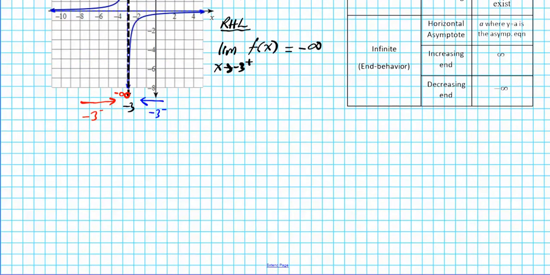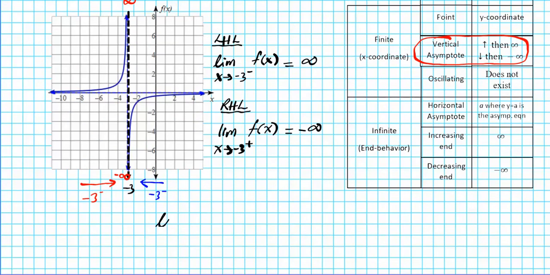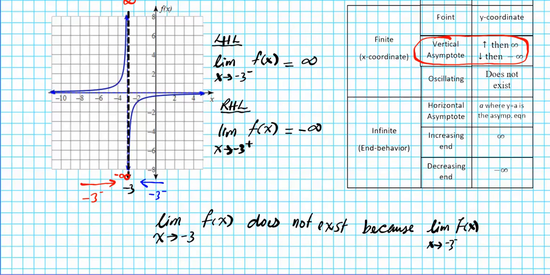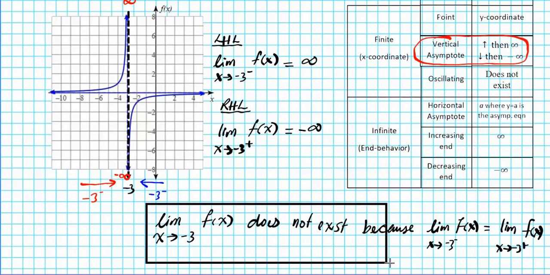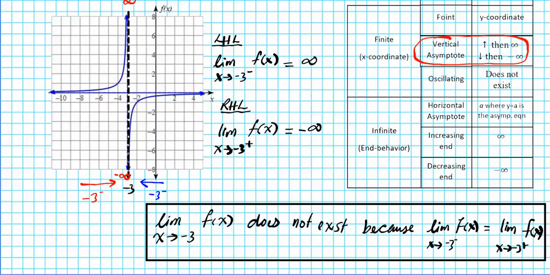So what's our conclusion with these two results? The limit as x approaches negative 3 from both sides, since no sides are indicated, of the function does not exist. Justification: because the left-hand limit as x approaches negative 3 from the left of the function is not equal to the right-hand limit, the limit as x approaches negative 3 from the right of the function. So that's the answer and the justification for the non-existence of the limit as x approaches negative 3.